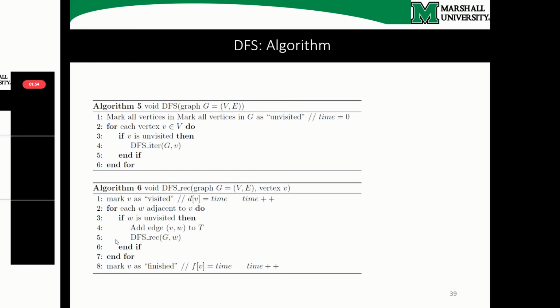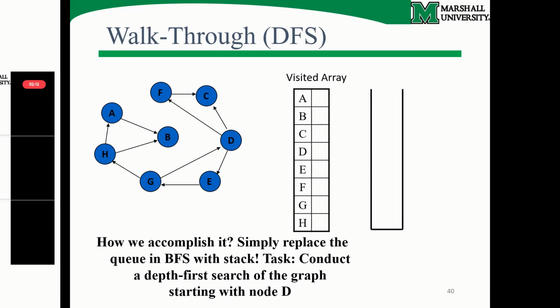Here is the point where it differs from a BFS. When we are done with all the nodes in the adjacency list, at the end we will mark the vertex V as finished. We can do so using a finish time array. Let's take a look at a walkthrough of that algorithm.